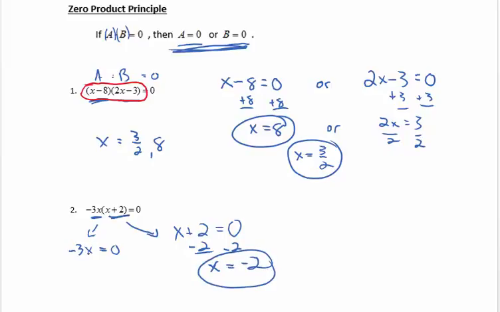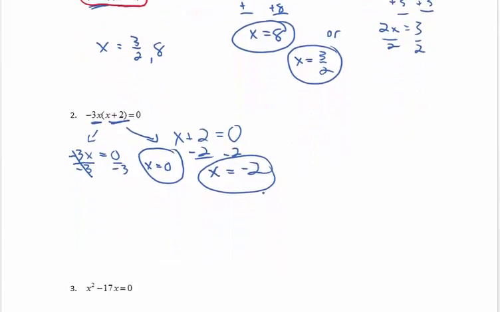And if negative 3 times x equals 0, what's x have to be? Well, it has to be 0, right? Because negative 3 times 0 is 0. Or just do the algebra. Same algebra as always. Divide both sides by the coefficient of x. x equals 0 divided by negative 3. 0 divided by negative 3 is, of course, 0. Okay, so you notice we have two answers for both problems 1 and 2.